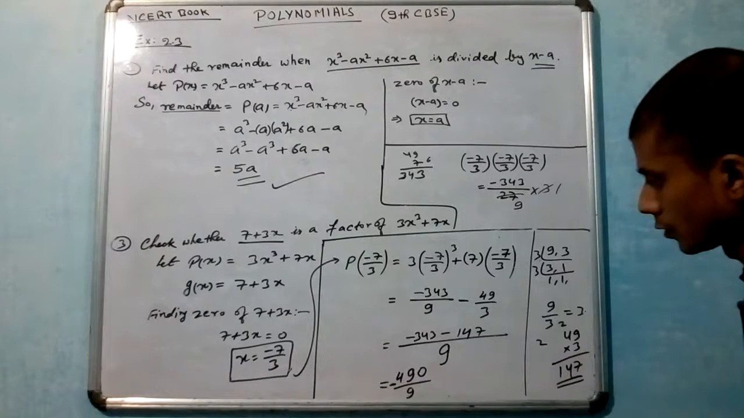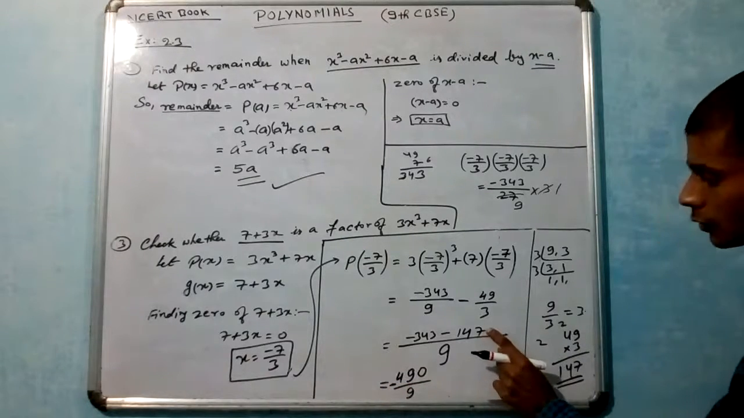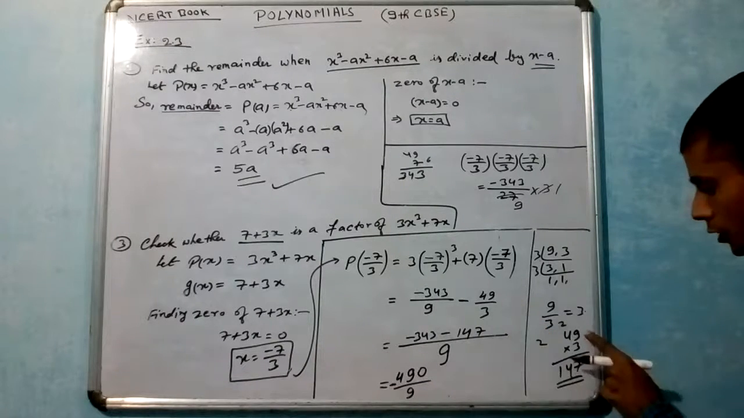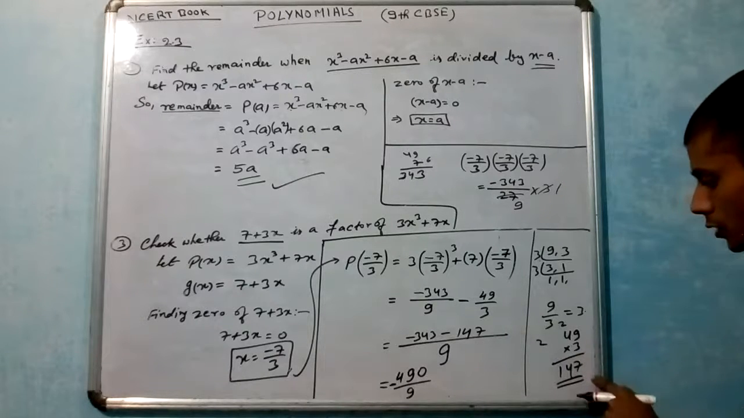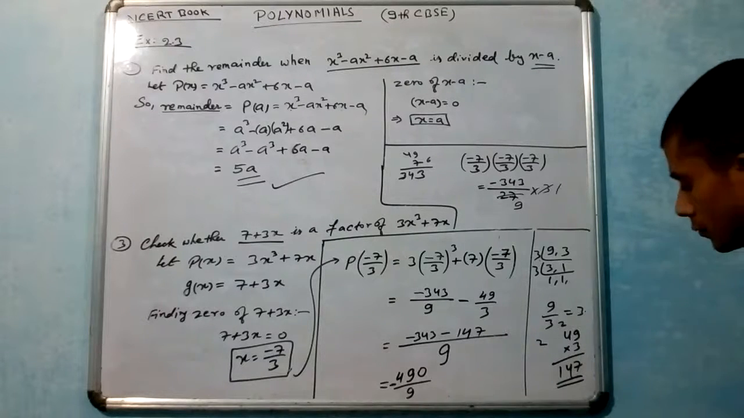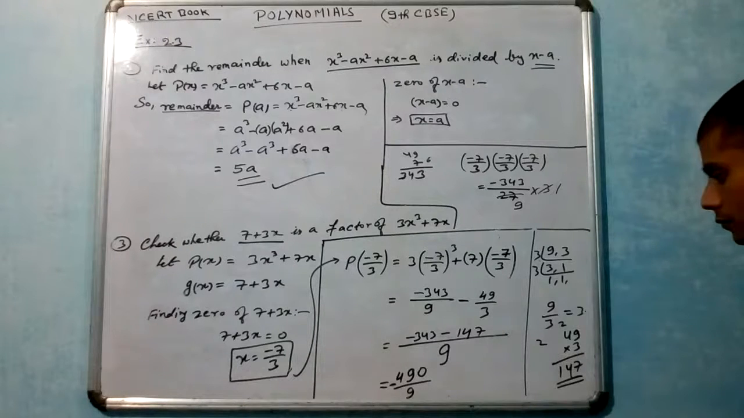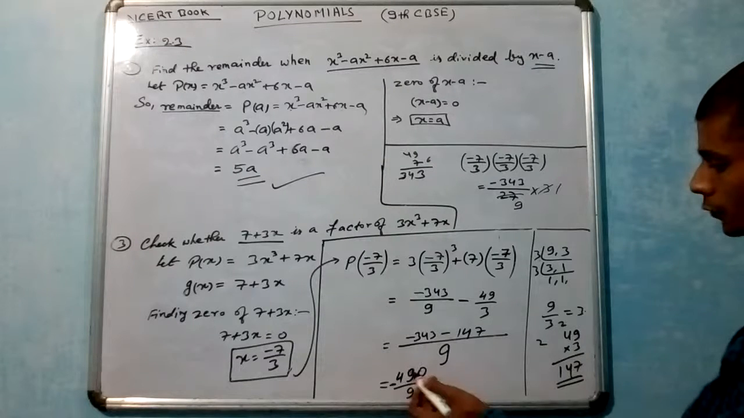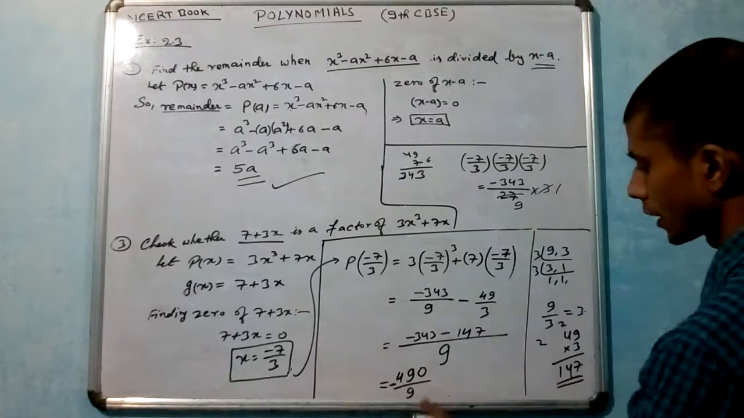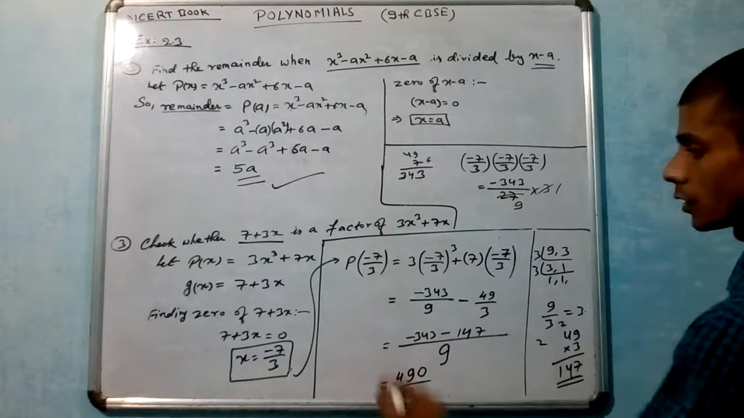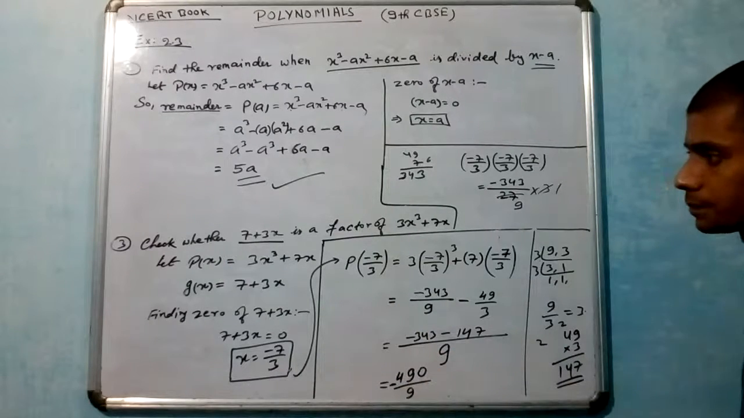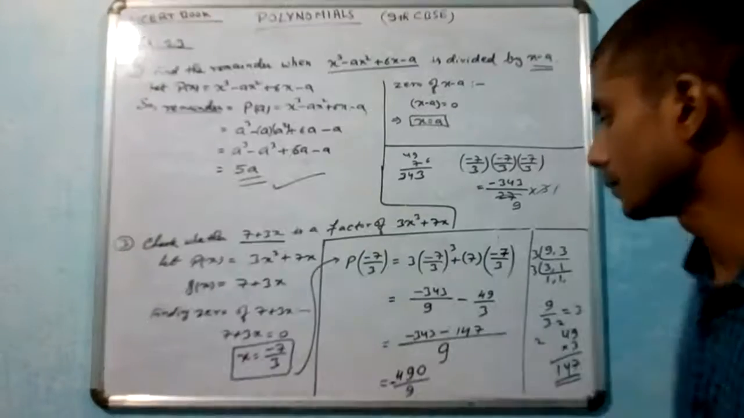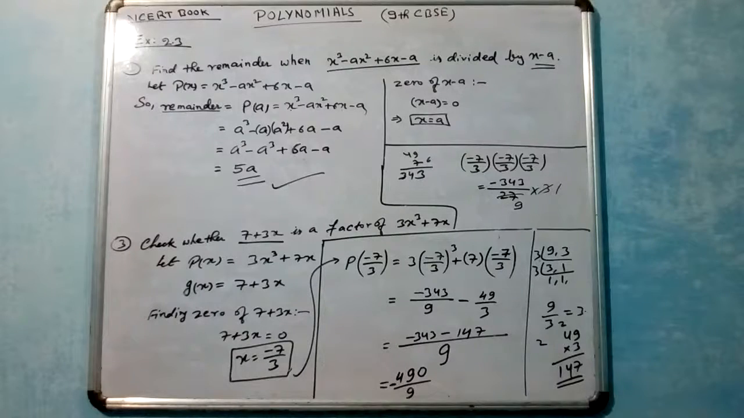This is 147, not 142. 3 into 49, how much? You can see the board, what I am doing. Now does it divide? 4 plus 9 plus 0 is 13, and 13 is not divisible by 9, so it won't go. So the remainder is not coming 0. What was the question? Check. It will not be a factor.